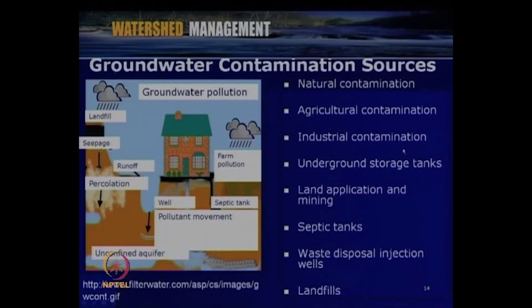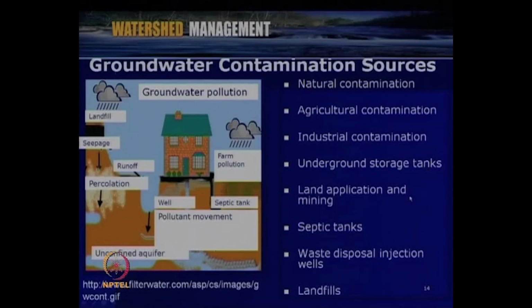So, that is that kind of industrial contamination. Then underground storage tanks. In many countries, petroleum products and other liquid forms are kept underground, so there is always a possibility of leakage from these tanks. So, that can be the underground storage tanks.